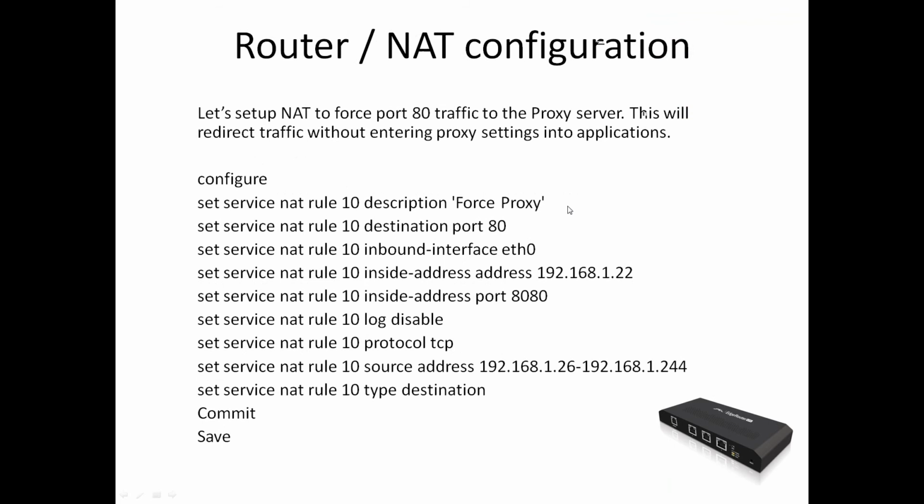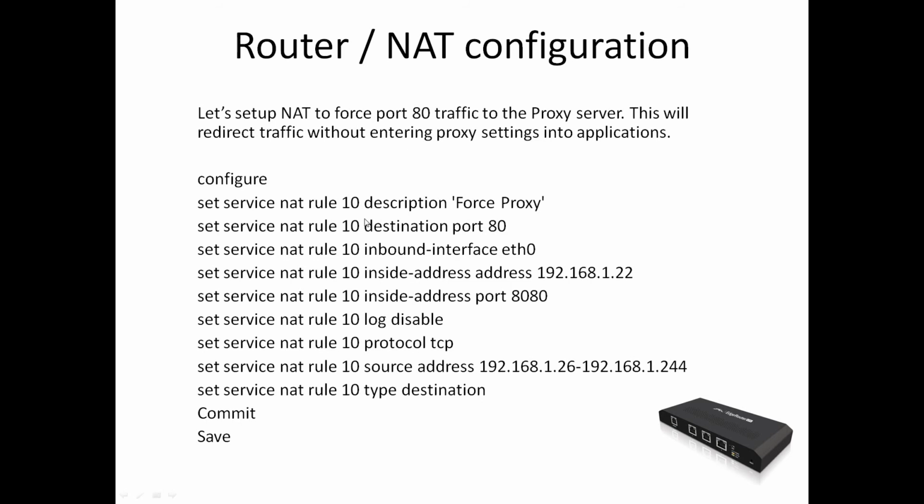So the next thing we need to do is under router, and this is assuming you're using an Edge router. There are other ways to do this for different routers, but I'm going to assume you're using an Edge router. So we want to set up NAT to force port 80 traffic essentially to the proxy server, to that Squid server. This is going to redirect traffic without entering proxy settings into applications.